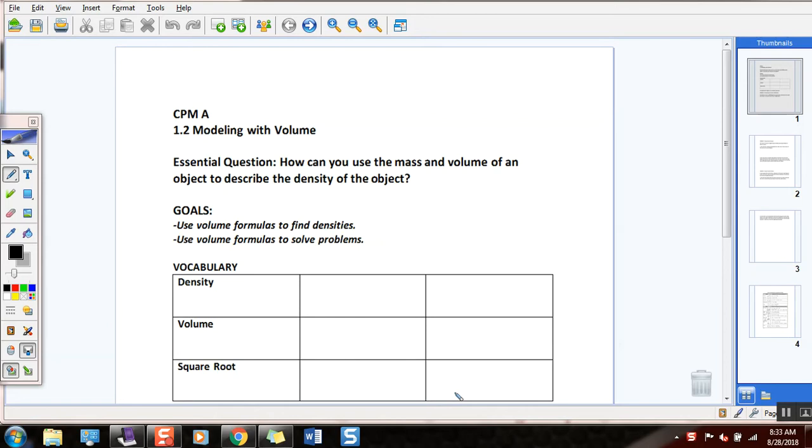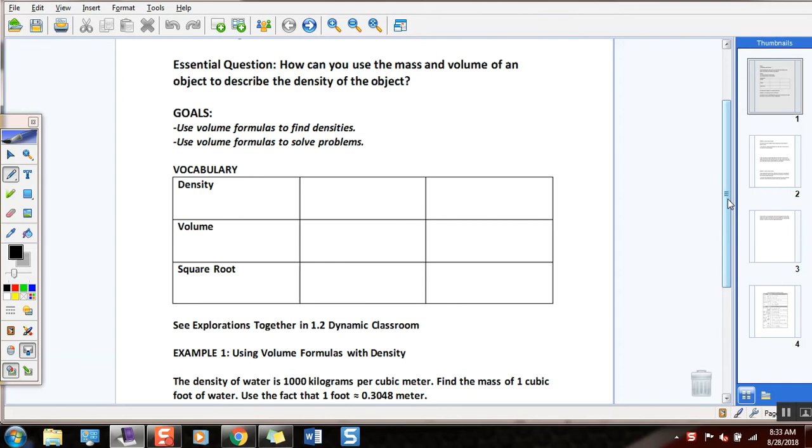Okay, so we're going to talk about mass, and then we're going to talk about volume of an object to describe the density of an object. So we're talking about this idea of density. Last section we were talking about the amount of people per area, but today what we're going to talk about, kids, is the amount of mass something has, mass per unit volume, basically.